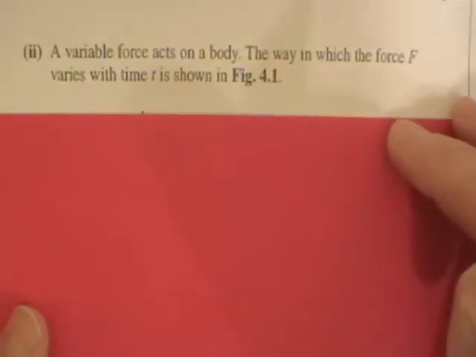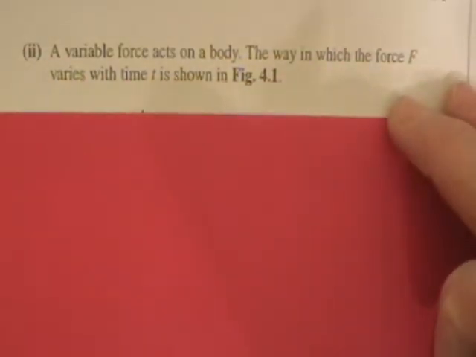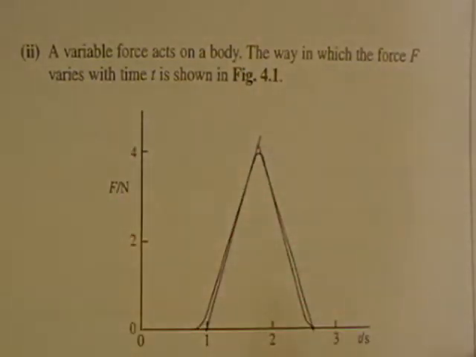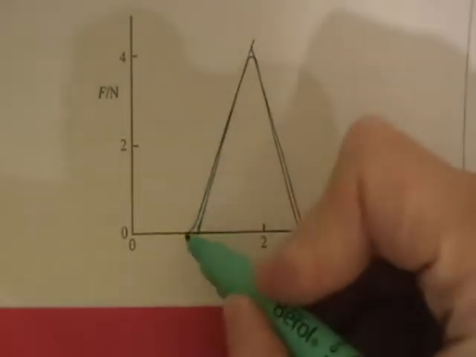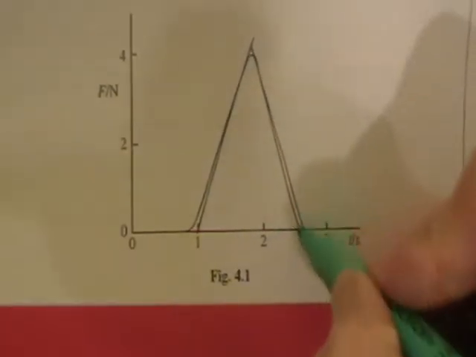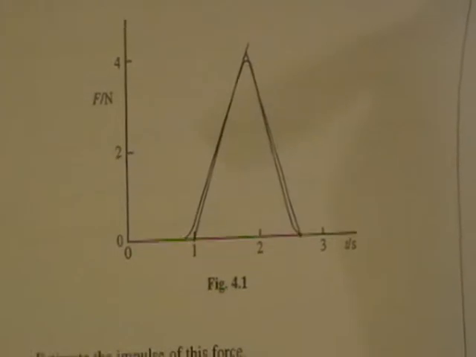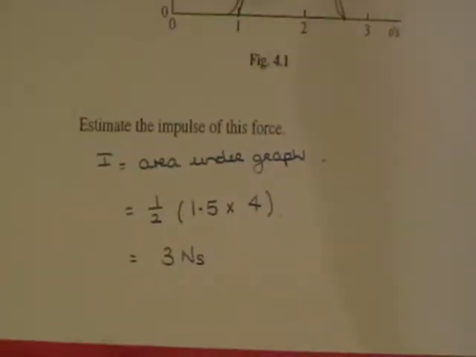A variable force acts on a body. The way that the force acts is shown in figure 4.1, and so you can see a little graph there. Now I've drawn over the top of it. It is curved here, rounded at the top and curved again. It says estimate the impulse of this force.